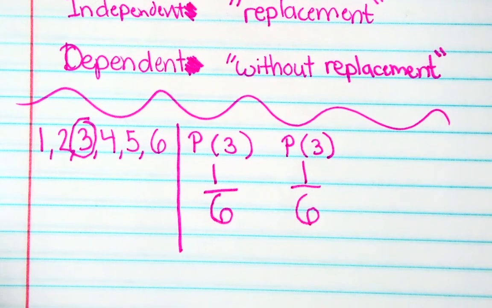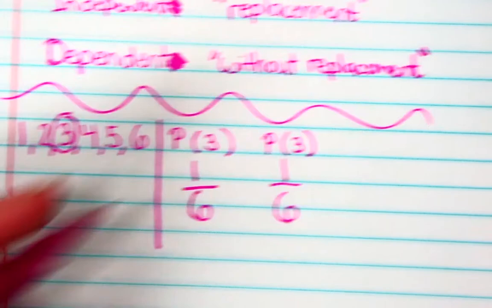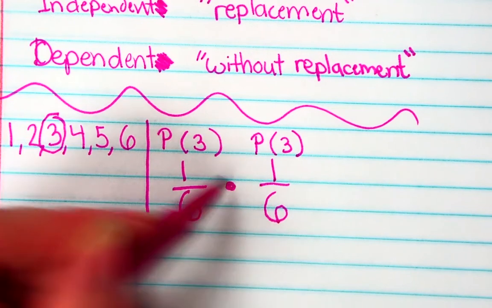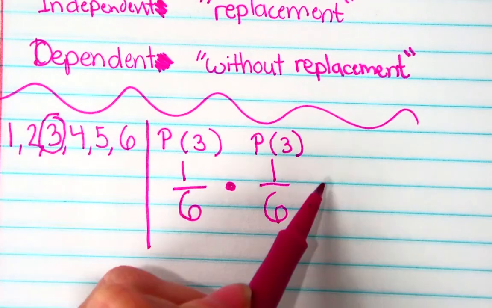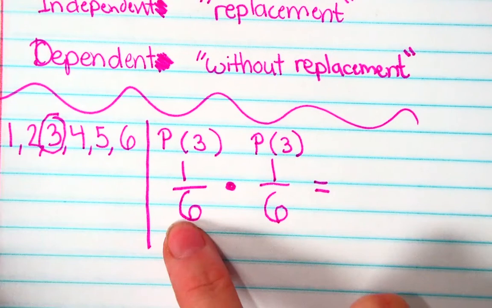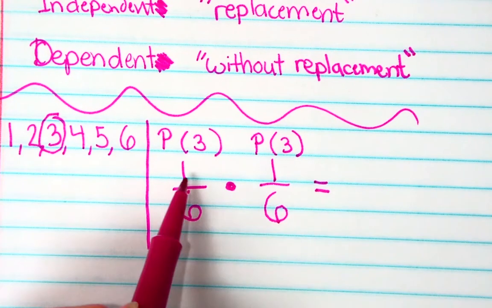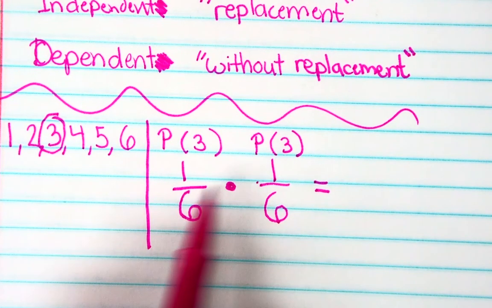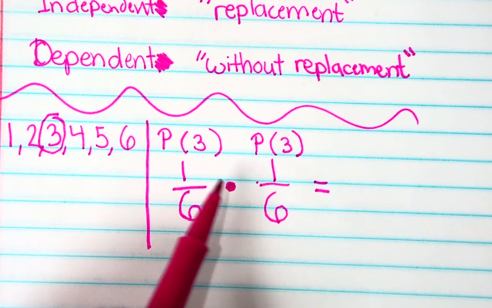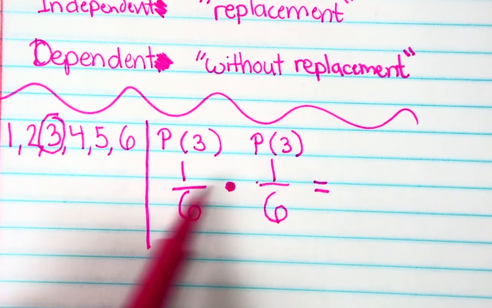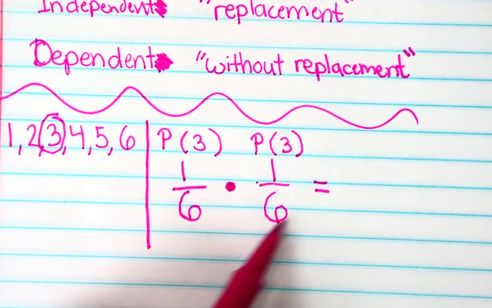Okay? And we talked about this in class. When you do probability, you multiply. There you go. So, multiplying fractions, to find the probability of rolling a 3 and then rolling another 3, you just multiply these 2 probabilities together. And that's true every time with probability. If there are 2 events happening, you multiply the probability of each of those events.